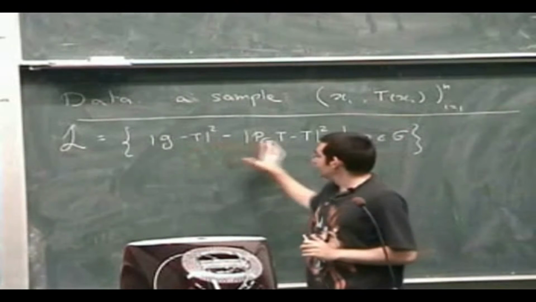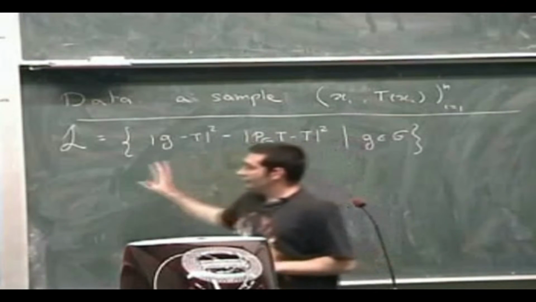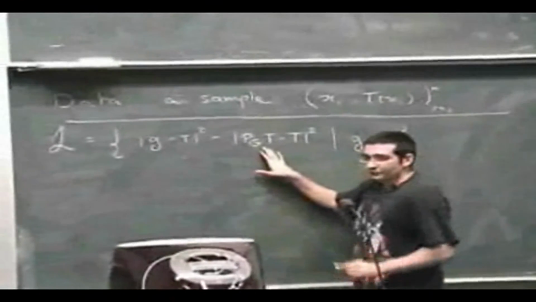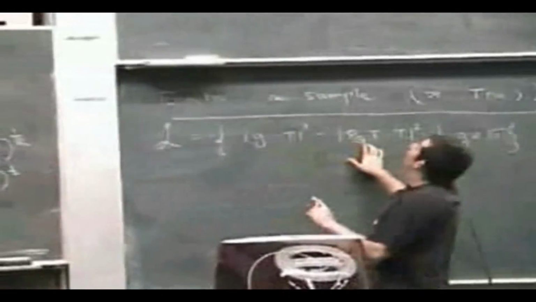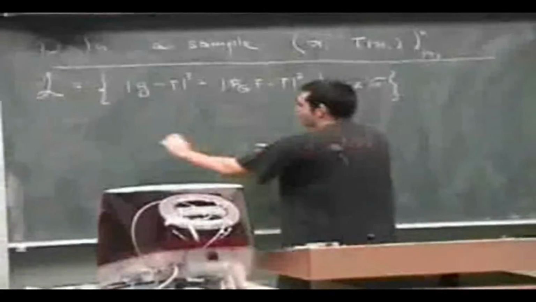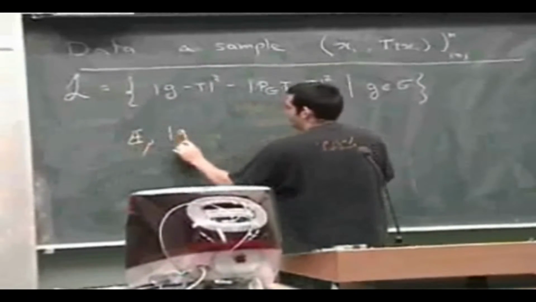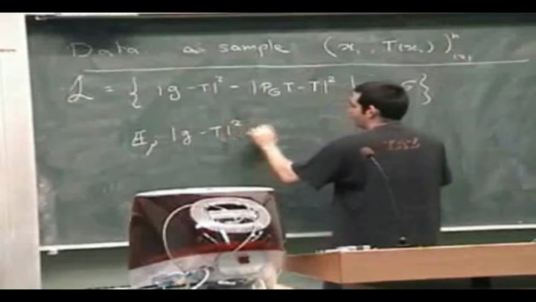Line above. The absolute value. Yeah, this is okay. Look at it like that. For every g, I define a sort of loss function associated with g in the following way. I have to tell you what its value is for every x. The value of the loss function associated with g at the point x is simply (g(x) − T(x))² minus (PGT(x) − T(x))².